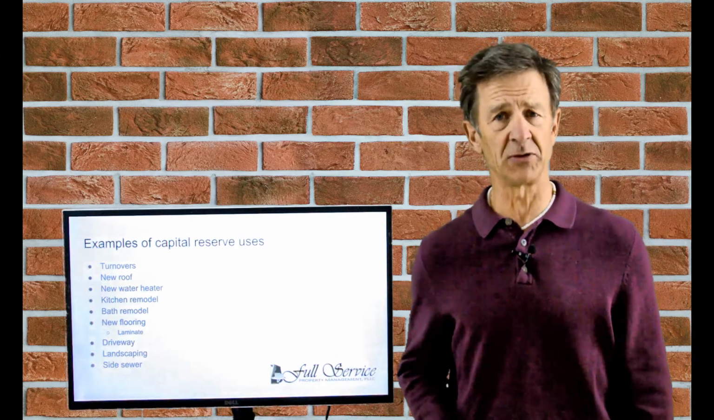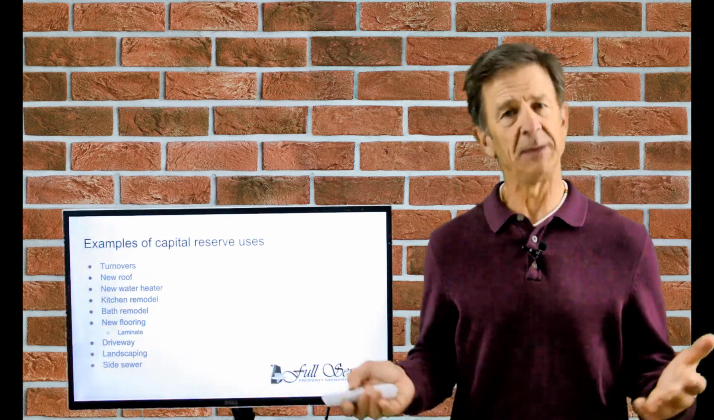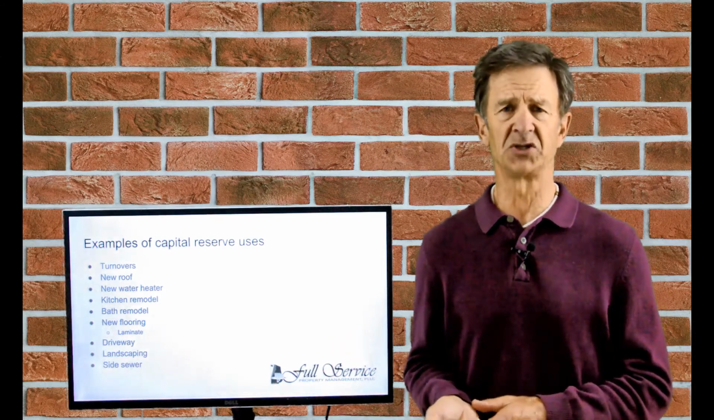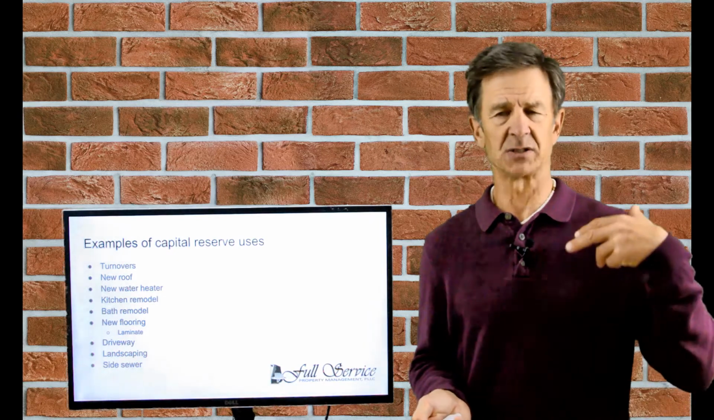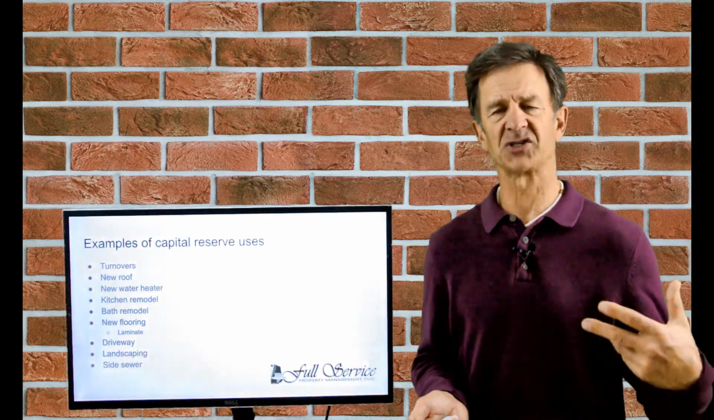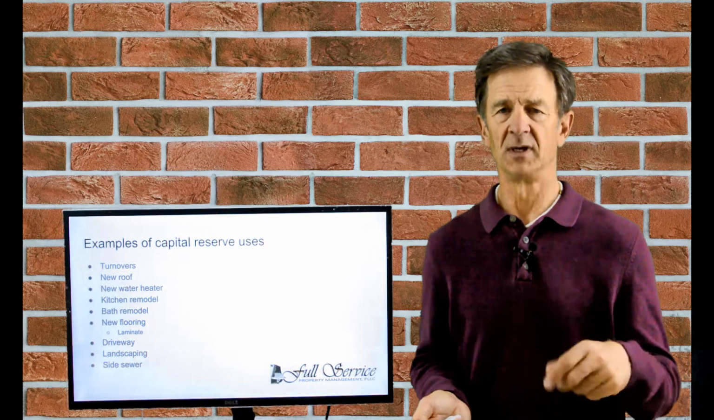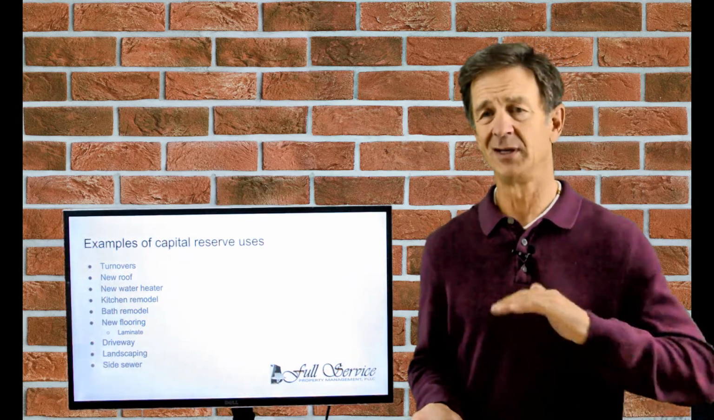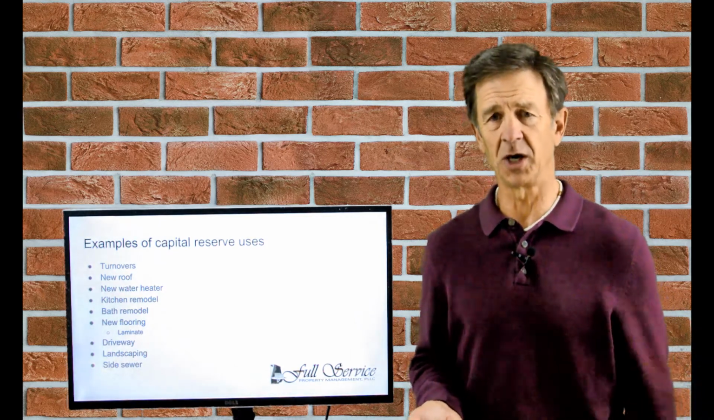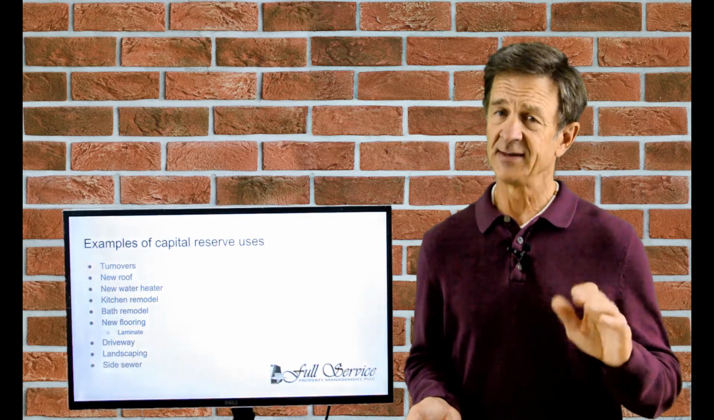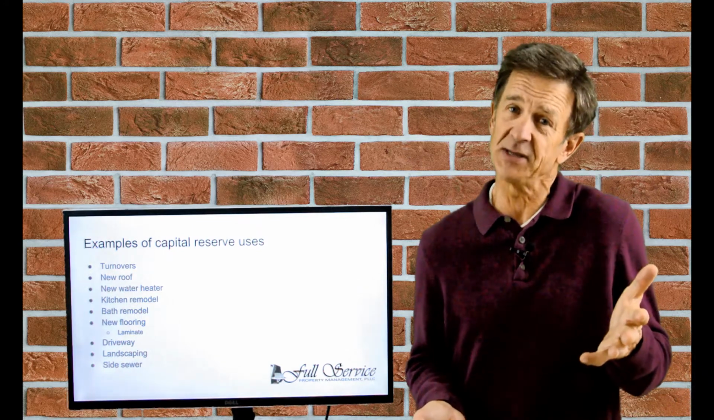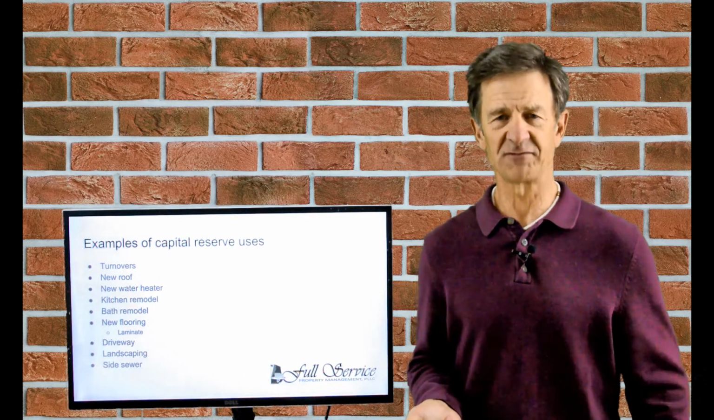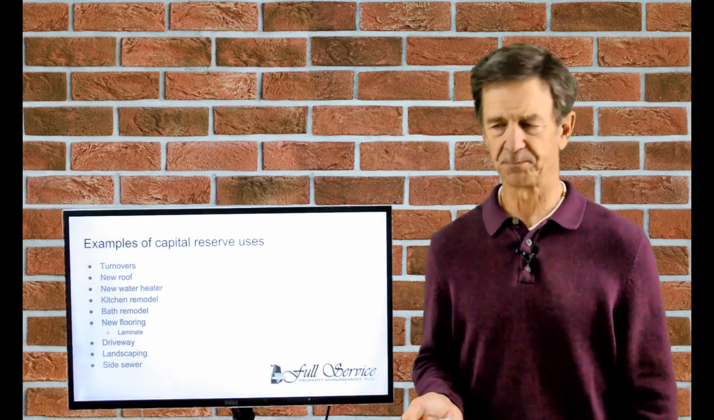New flooring is another example. A lot of people are upgrading to laminate flooring from carpet. It's a great and smart investment because the laminate flooring lasts a lot longer than carpet. With carpet, you're constantly replacing it. And with laminate flooring, you lay it down once and you're good to go. The downside to that is that laminate flooring tends to be more expensive than carpet. So having that rainy day fund helps to offset that added expense.